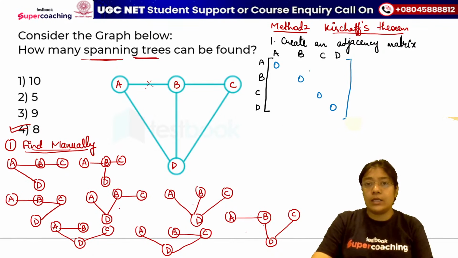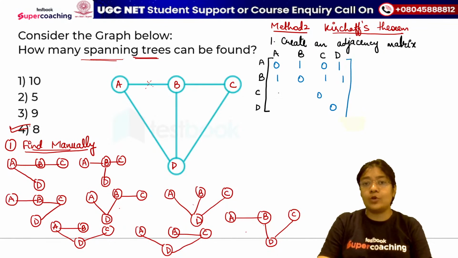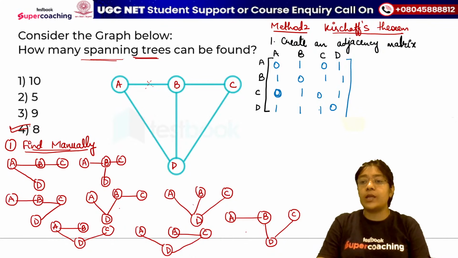A to B, yes, edge is present. A to C, not present. A to D, it is present. B to A is present, B to C, B to D, it's all present. From C, C to A is not present. Not present means 0. C to B is present. C to D is also present. Now D to A is present. D to B is also present. D to C is also present. So we have created the adjacency matrix.